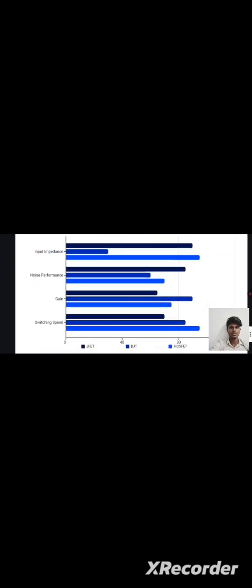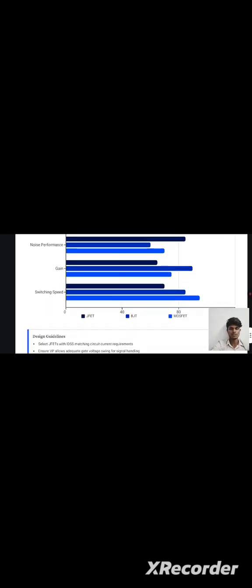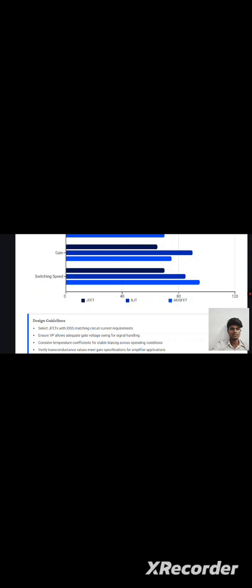Comparative analysis and design considerations. JFET versus other transistor types. Input impedance, noise performance, gain, switching speed. Design guidelines.